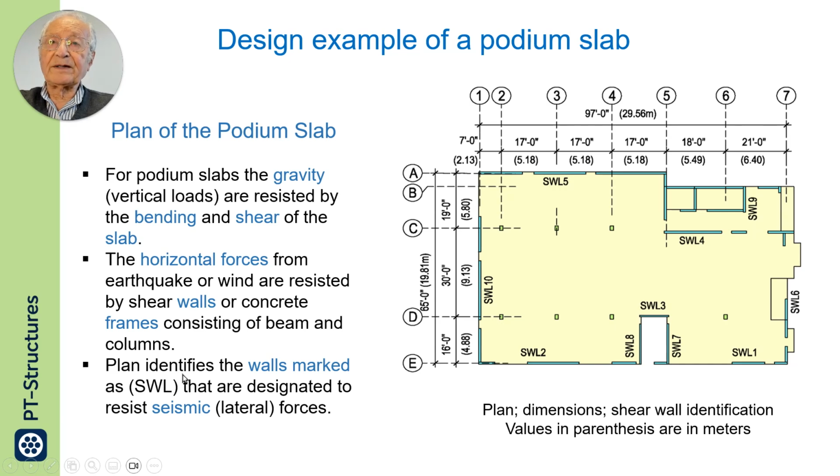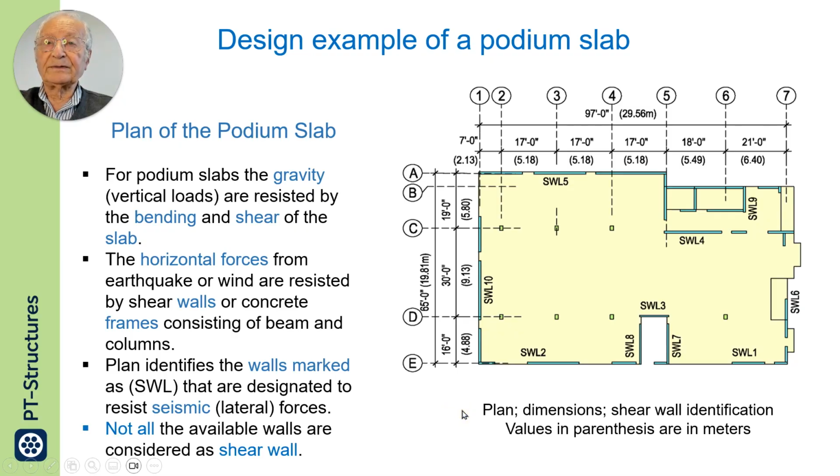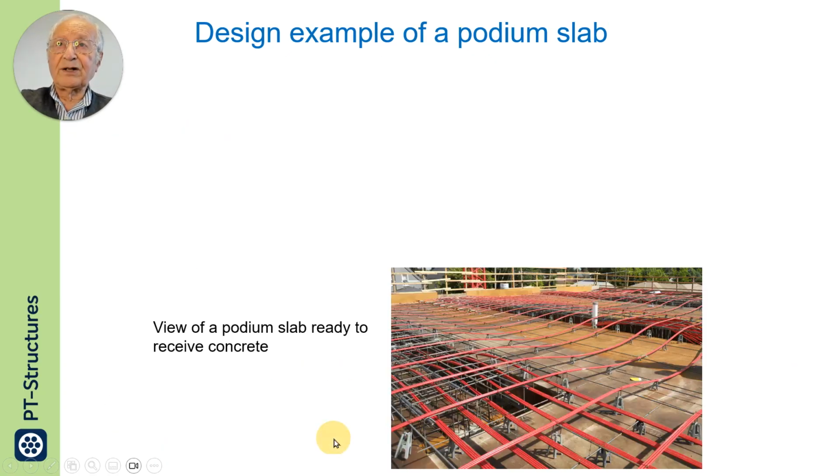Plan identifies the walls marked SWL as shear wall that are designated to resist seismic forces. Here, this one is the shear wall 2. This one is not a shear wall. So the design of this will be different from the design of this one. As I just mentioned, not all available walls are considered as a shear wall.